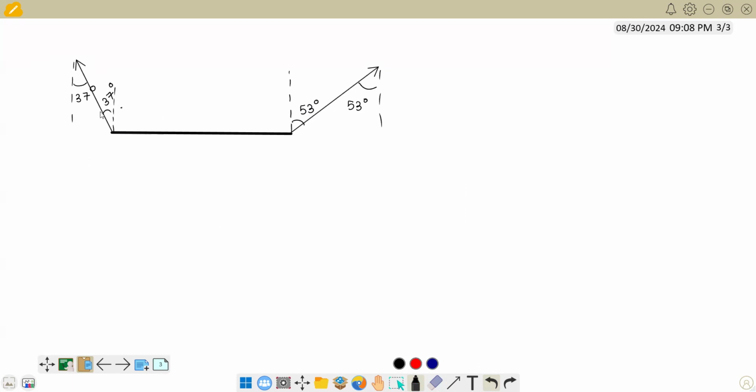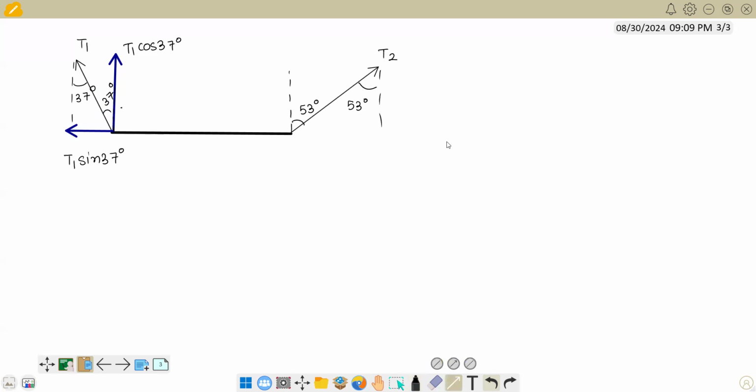Once we know this, we will resolve into a horizontal component and a vertical component. Since this is tension T1, and we call this tension T2, this component would be T1 sine 37 degrees, because it is opposite to 37. I think by now you know vector resolution. The side to which theta is attached will be cos, so this one would become T1 cos 37 degrees.